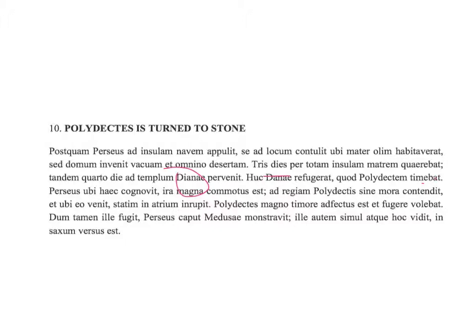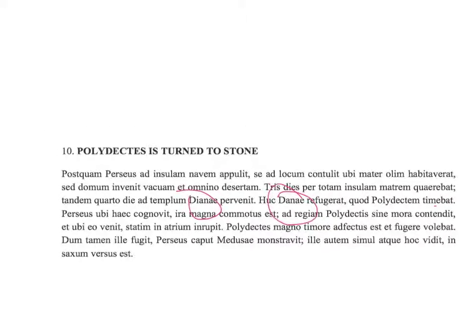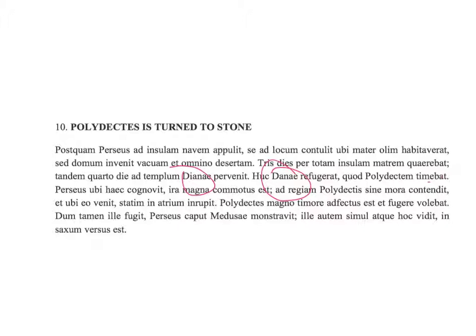At last, on the 4th day, he arrived at the temple of Diana, genitive. We've got there, huc Danae refugerat, my apologies, sorry, it's spinning it around. Huc Danae refugerat. Danae had fled here, quod Polydectes timebat, because she was fearing Polydectes.